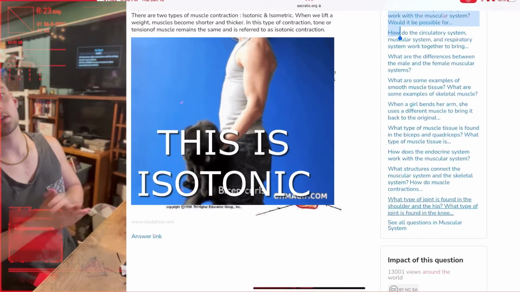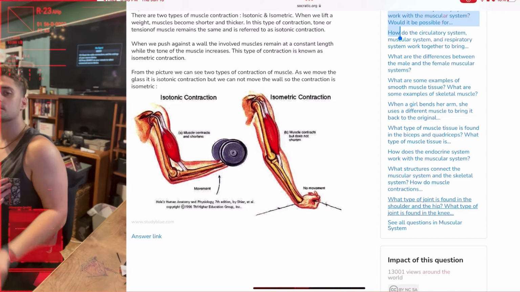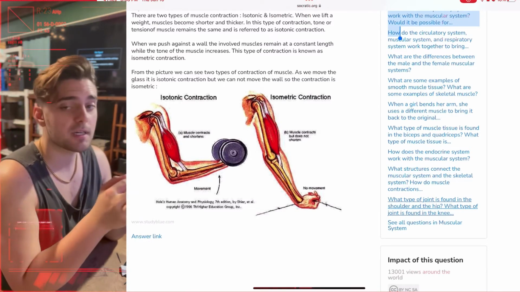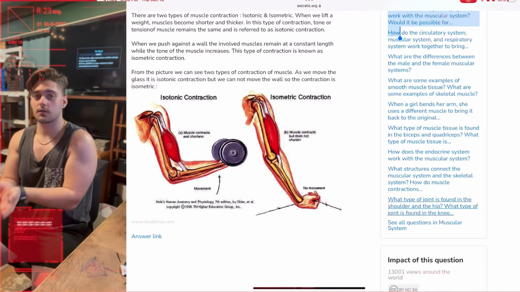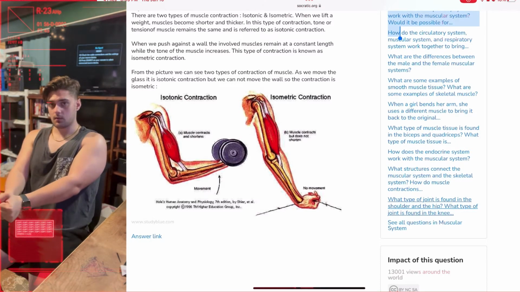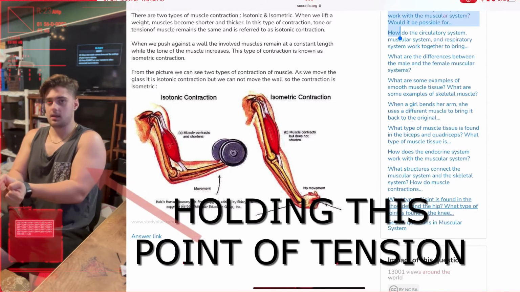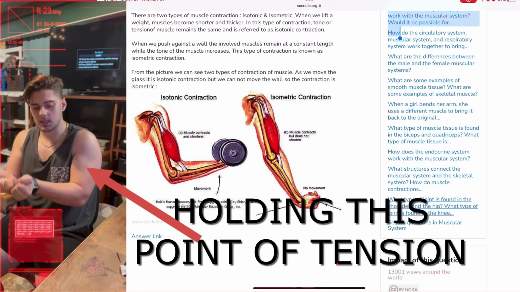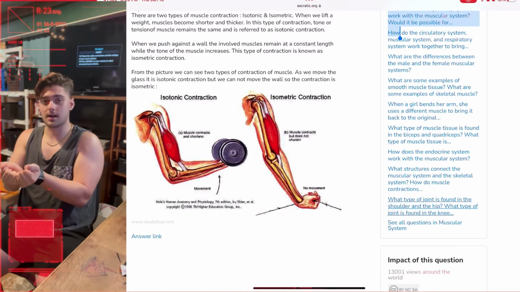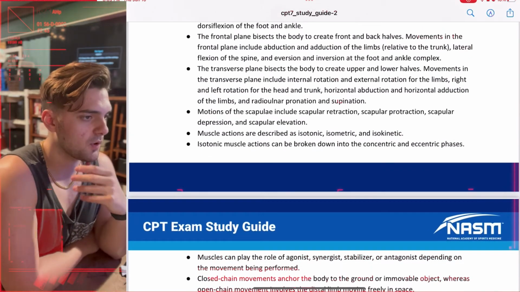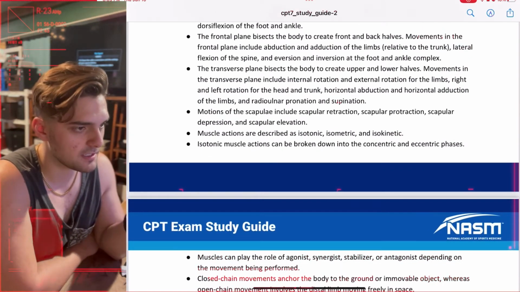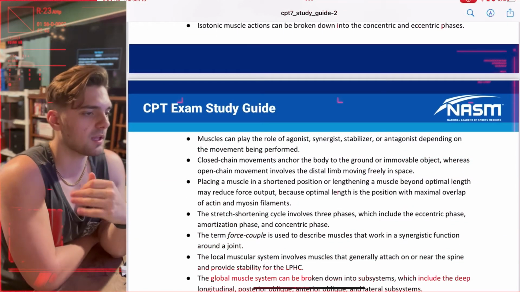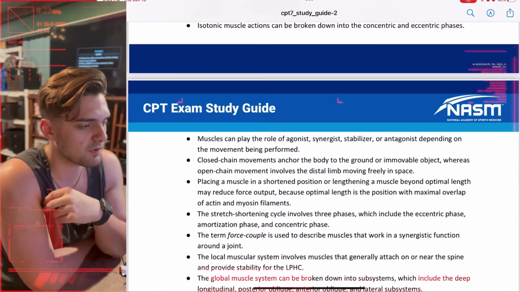All right, so an isotonic contraction means there's movement of the arm or whatever muscle. Isometric means holding still. So if I were to have a kettlebell right here in between my hands, and I held it like this until my biceps reached failure, that'd be an example of an isometric contraction. Isotonic muscle actions can be broken down into concentric and eccentric phases. Muscles can play the role of agonist, synergist, stabilizer, or antagonist depending on the movement being performed.